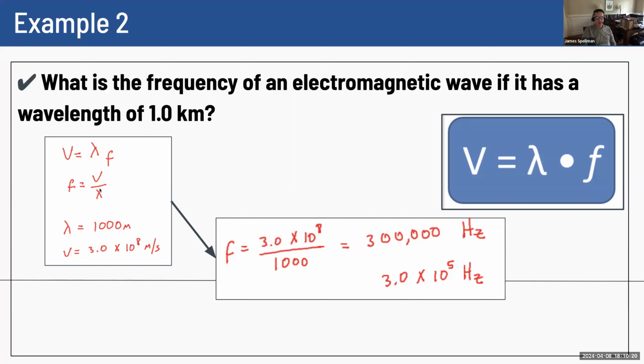Again, it's velocity divided by wavelength. So we know our velocity, we have it written over here. We know our wavelength. We divide those two together, stick that in Desmos or your calculator, and it's going to give you an answer of 300,000 hertz.